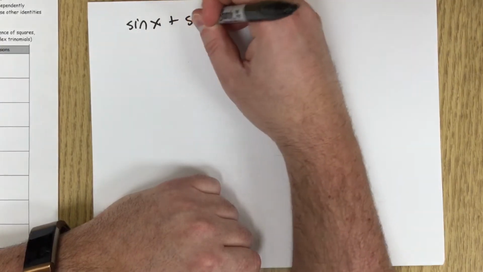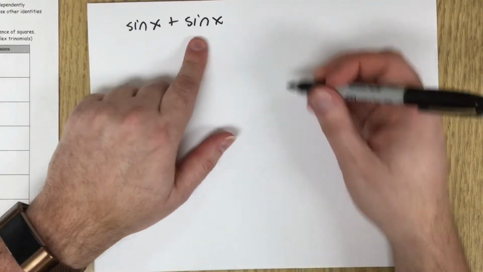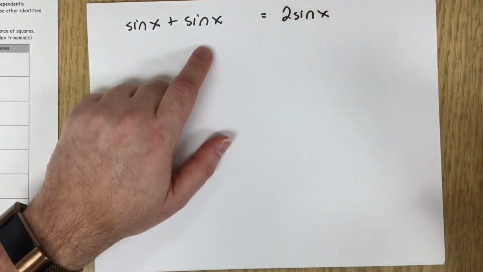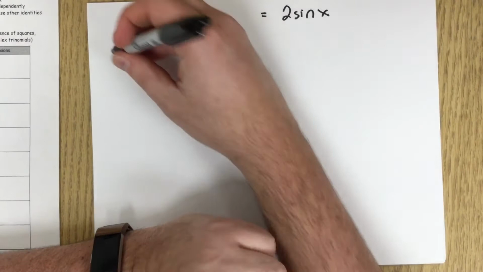sine x plus sine x. Well, something plus something is just equal to 2 sine x. Let's say we have, that's example 1.